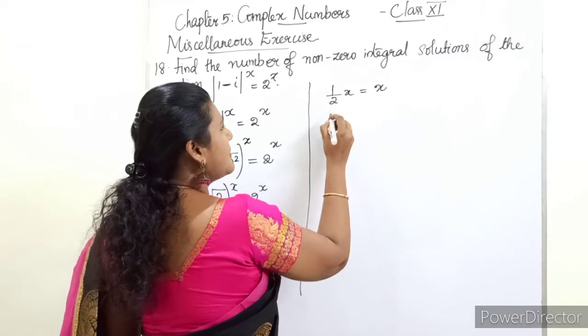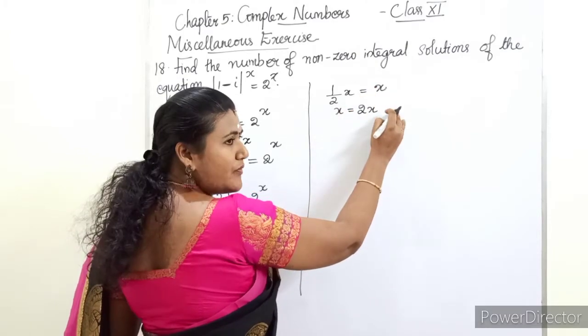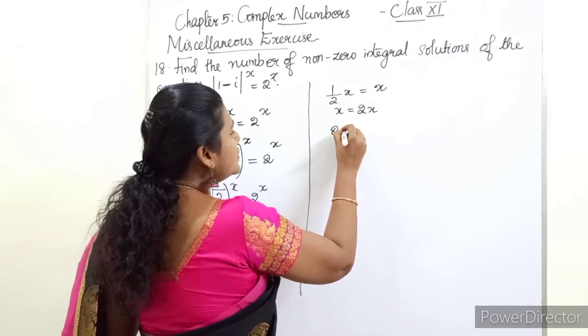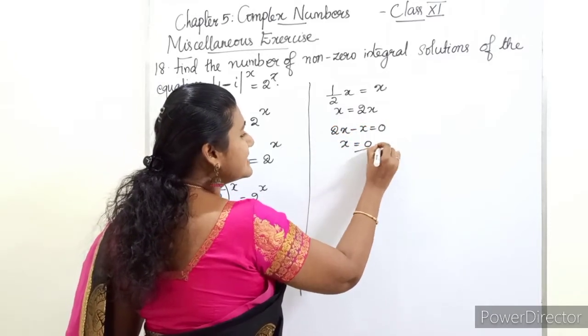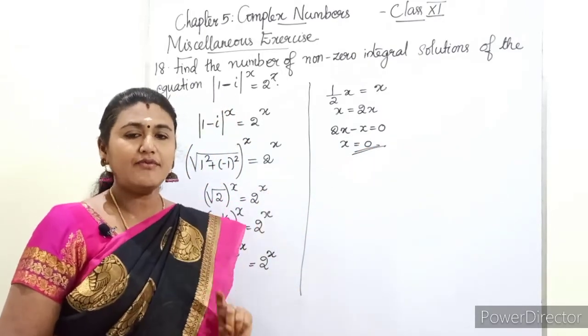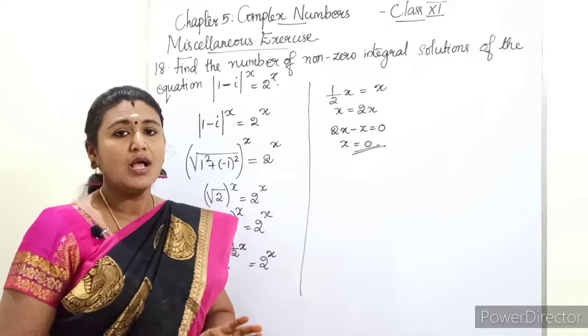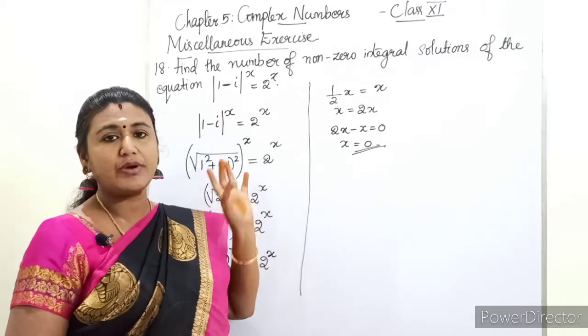Now we will cross multiply. So x is equal to 2x. This x also we will bring to the right side. So 2x minus x is equal to 0, so we get x is equal to 0. So we got only one value for x, that is 0. So are there any non-zero solutions for this equation? No.